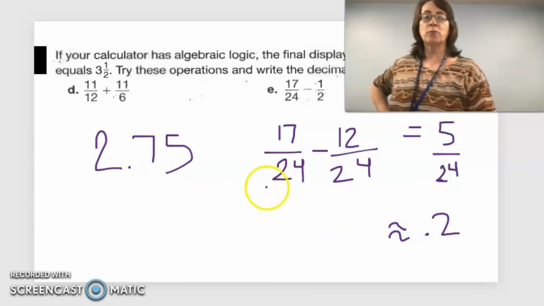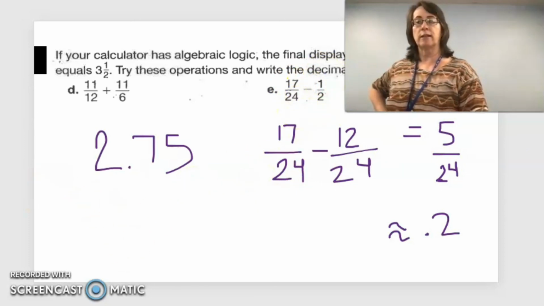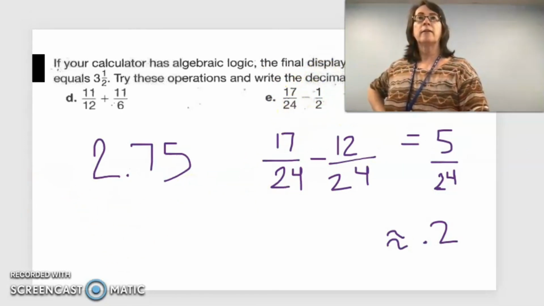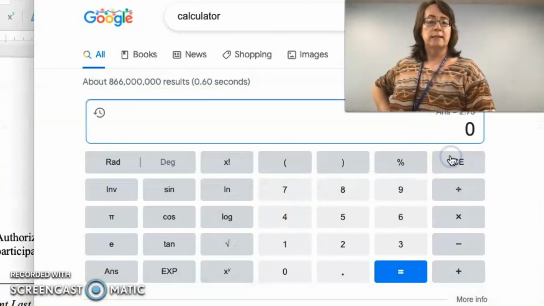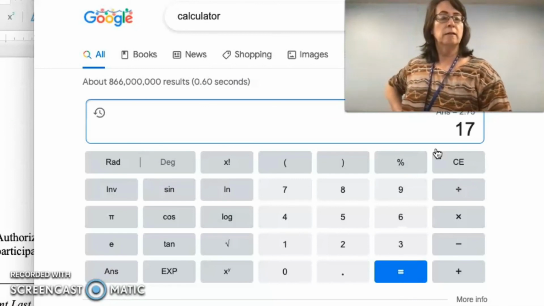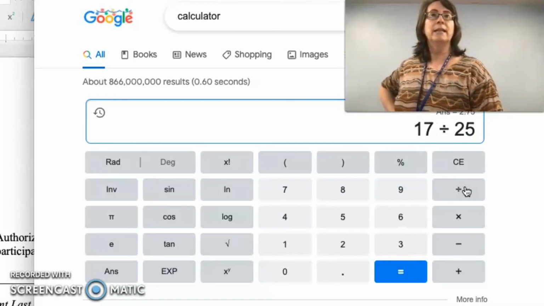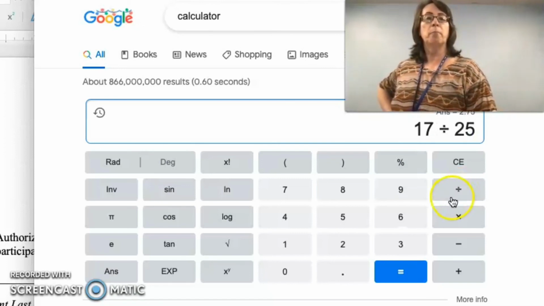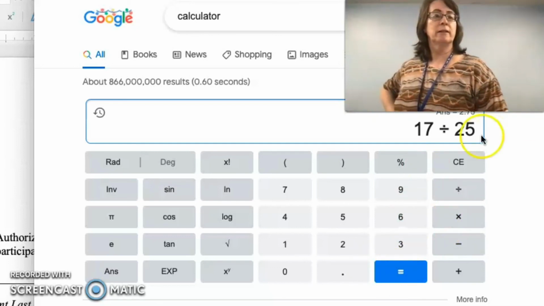So let's see what it is really. 17/24 minus 1/2. Okay, so let's go to the calculator. 17 divided by 24. Minus... That's 25. Oh, I did 25.